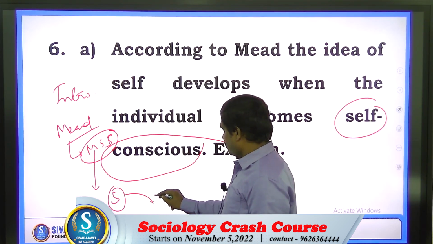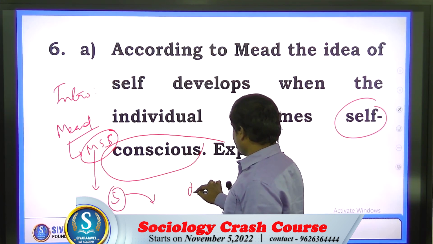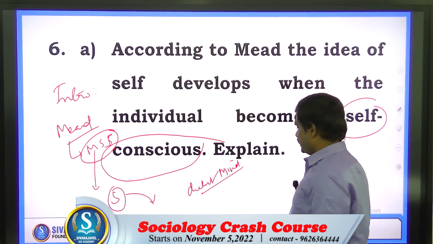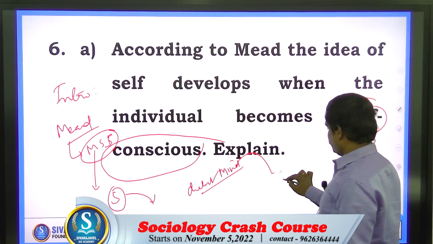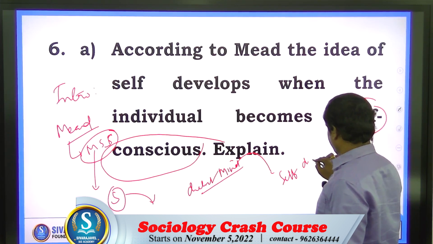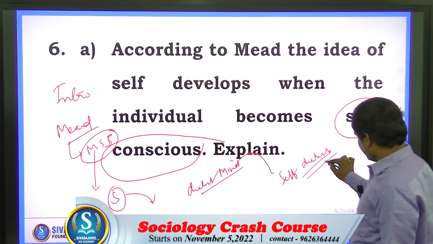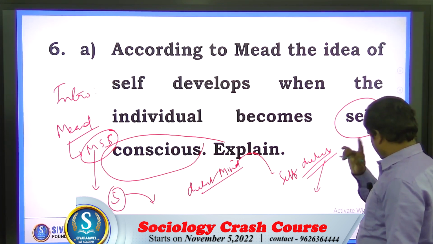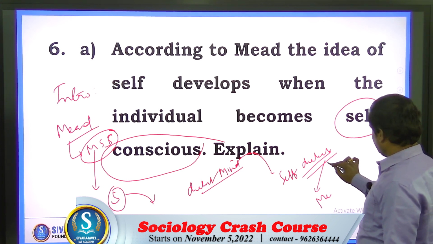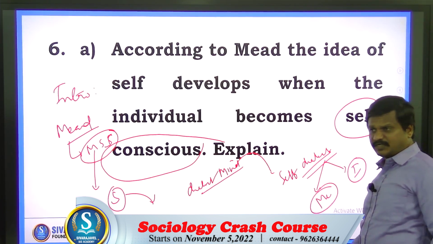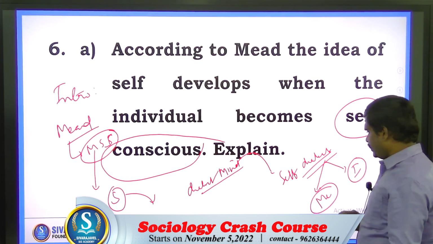Self is evolving because of a dialectical mind. Mind is dialectical. Because the mind is dialectical, the self also evolves dialectically. What is the dialectics in the evolution of self? Dialectics lies in two important components called the I part and the me part. Through the process of socialization, this self is unfolding.